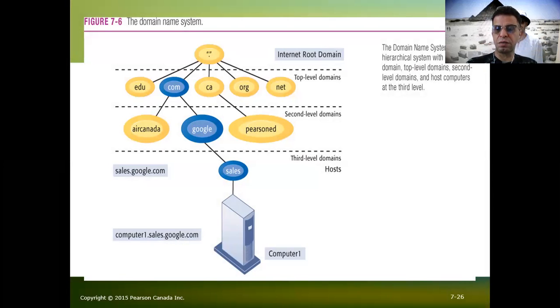The domain system is hierarchical like this: the top level domain, then you have the second, and then the third, and eventually the computer. And the internet root domain then divides into the different ones, like .net, we have .org, we have .ca, we have .com, .edu. And then the second level of domains, which is Air Canada, could be Google, could be Centennial, also.